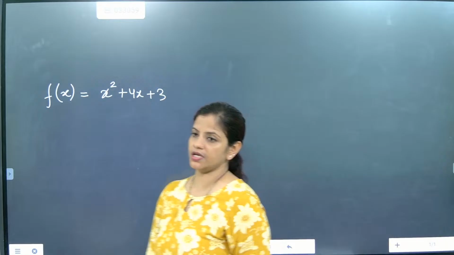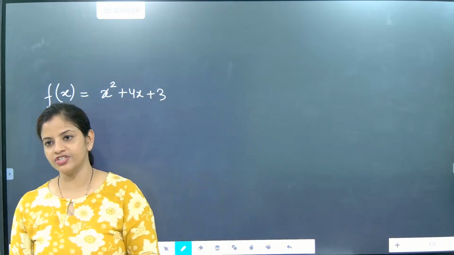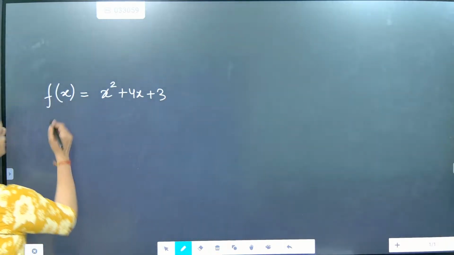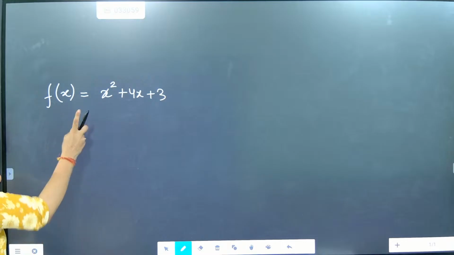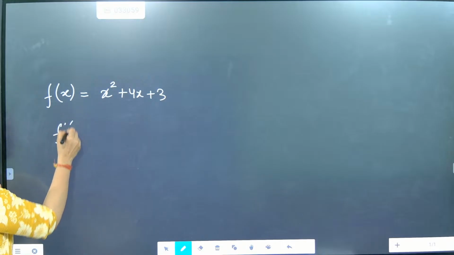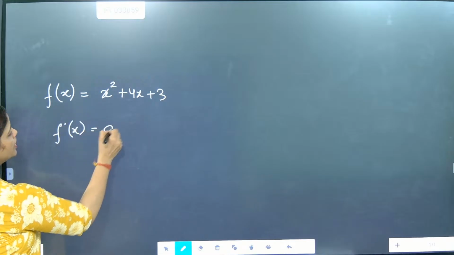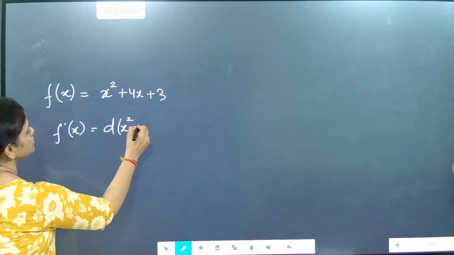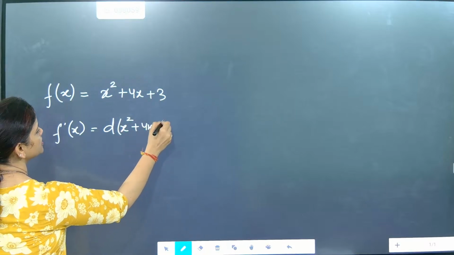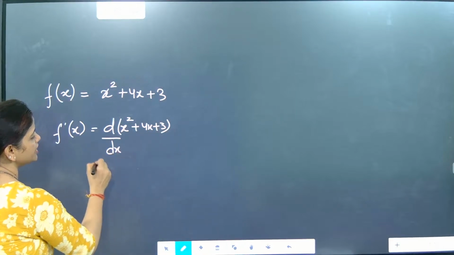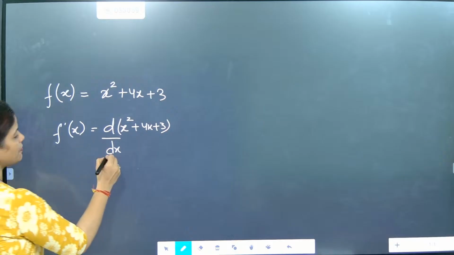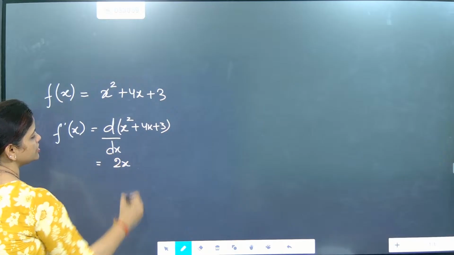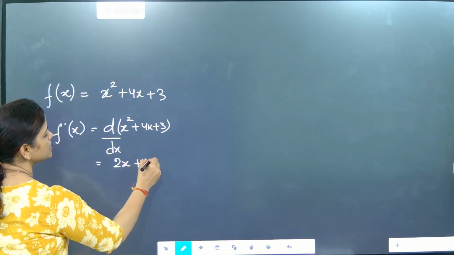Our first work is we need to differentiate it. How to differentiate it? When you are differentiating it, you will be writing it as f dash x. That means you are differentiating x square plus 4x plus 3 with respect to x. So this part will become 2x plus 4.